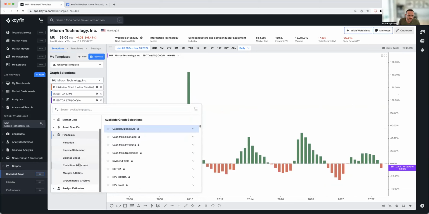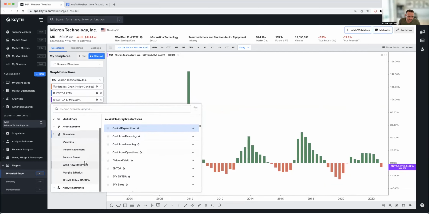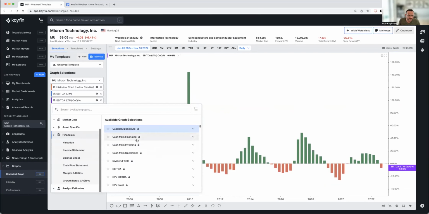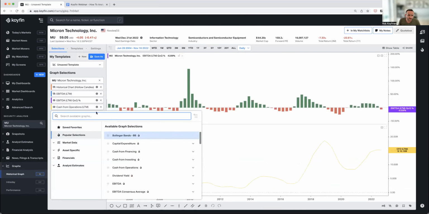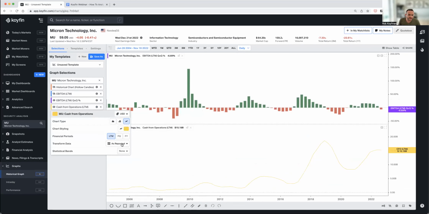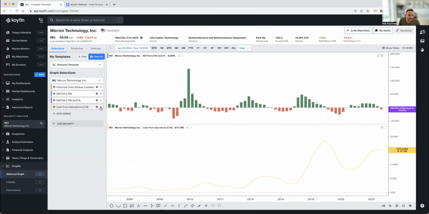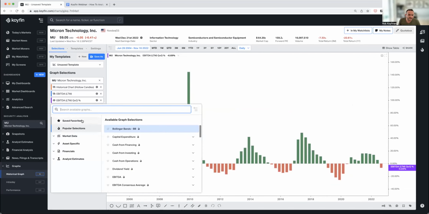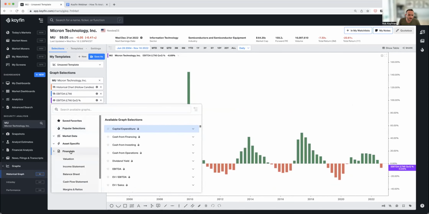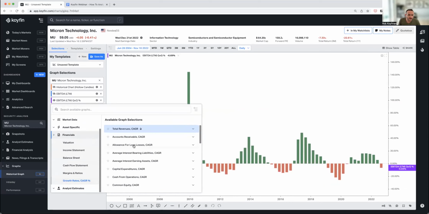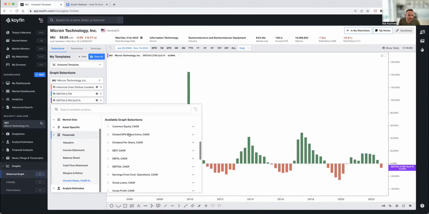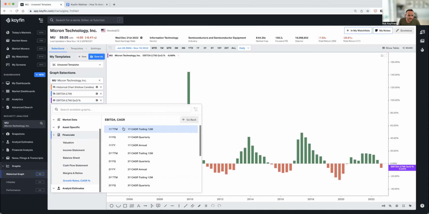Any financial that you choose, like cash flow from operations or whatever, will always have the transformation. So if I have a cash flow from operations number here, I could transform it into a growth rate. The CAGRs are also located in financials, but over here under growth rates CAGR. And then you can pick which CAGR you want. So if I wanted to look at EBITDA CAGR over here, I have my choice of 1 year, 2 year, or 3 year.